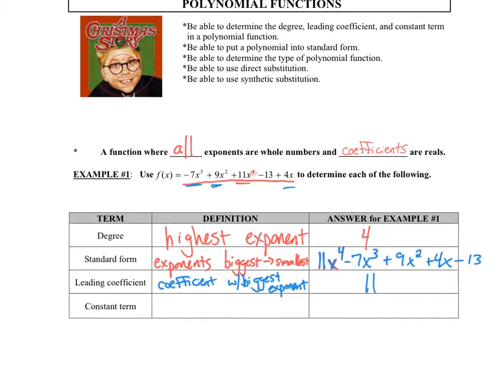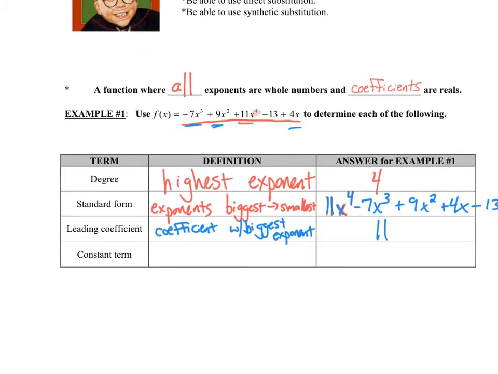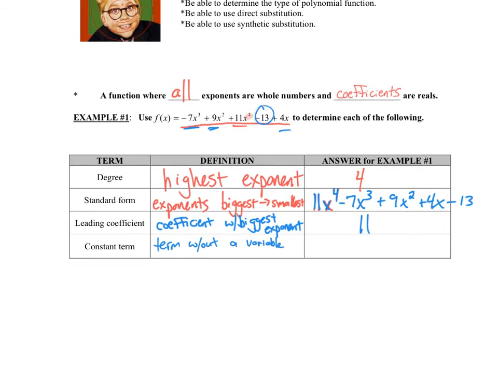And the constant, zoom in a little bit, is the term without a variable. So in this case, the term that does not have a variable is negative 13. And it will come at the end of standard form. The constant is always at the end when the polynomial is in standard form. So we have degree, standard form, leading coefficient, and constant.